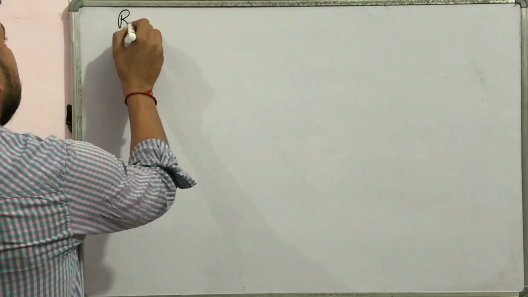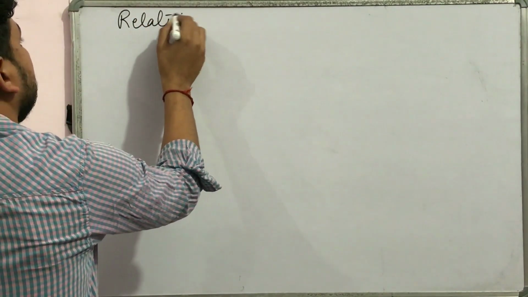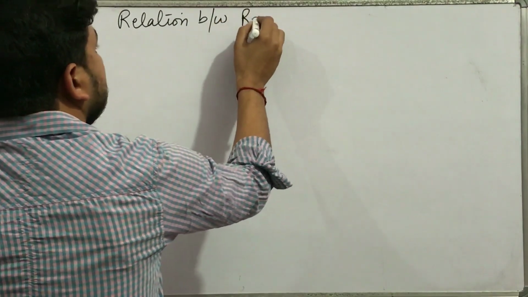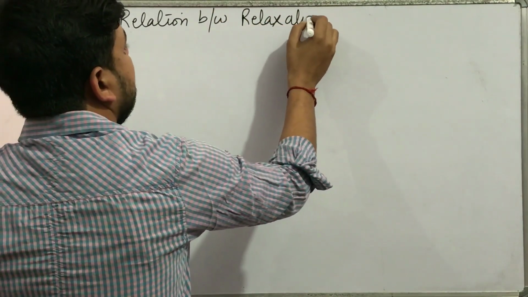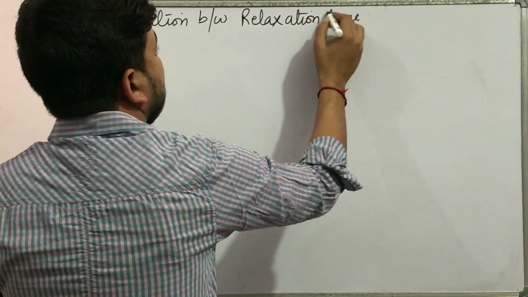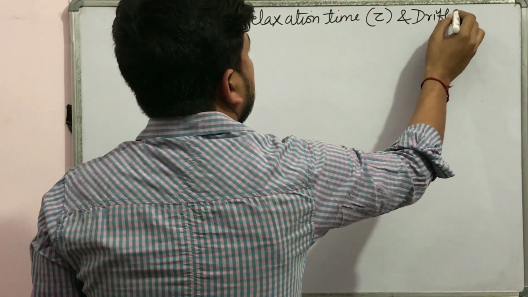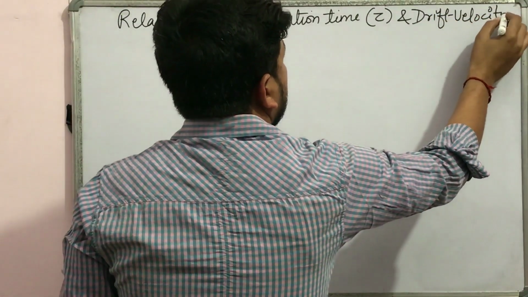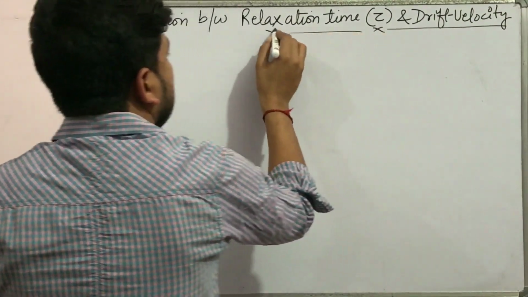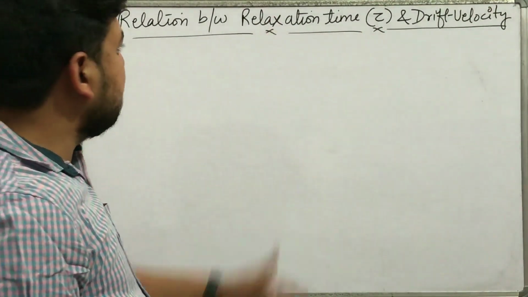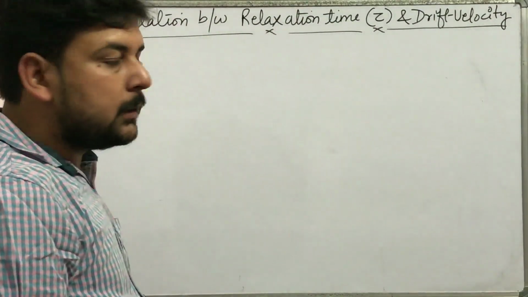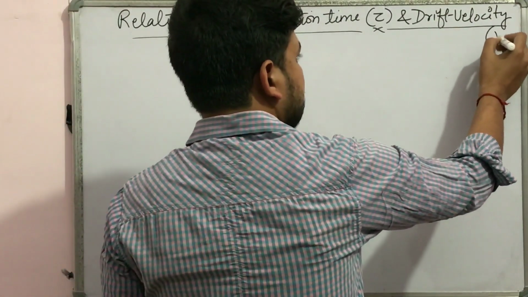The next topic was to derive the relation between relaxation time, that is tau, and drift velocity. So we have to derive this relation for the relaxation time and for the drift velocity. That drift velocity is what? Vd.